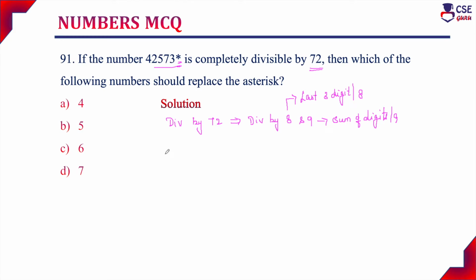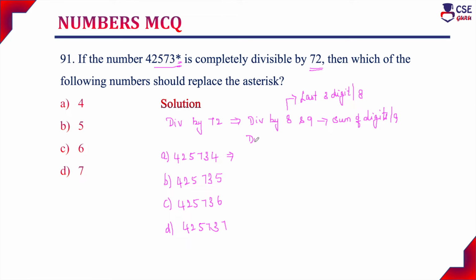So option A is 42573 and A value is 4. And option B is 42573 and B value is 5. Option C is 42573 and C value is 6. And option D is 42573 and D value is 7.